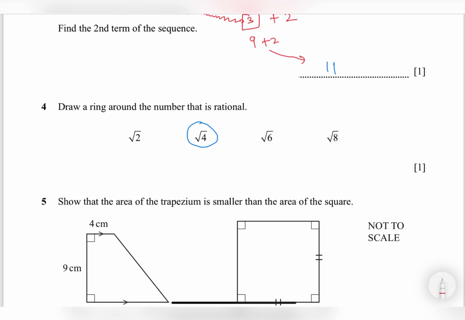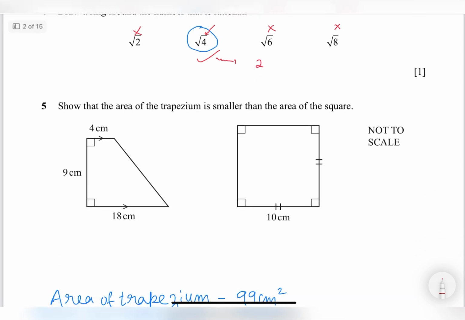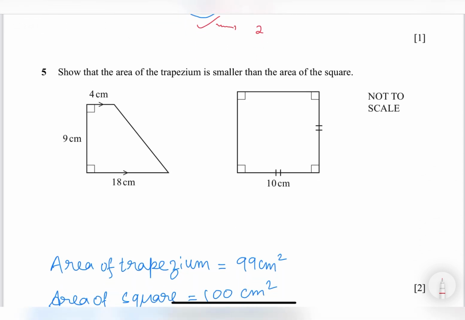Draw a ring around a number that is rational. Any perfect square number inside the square root is a rational number, right? This is not rational. This is also not rational, and this one is also not rational. So root 4 is the correct answer because we know the value of root 4. That is 2. Easy.